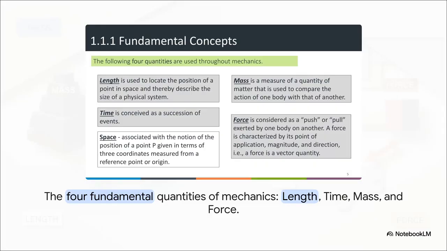And here they are, the big 4: length, time, mass, and force. You'll also notice the word space here. Really, that's just the 3D world our problems live in, and we use the quantity length to describe an object's size and position within that space. So let's get our hands dirty and break these down one by one.